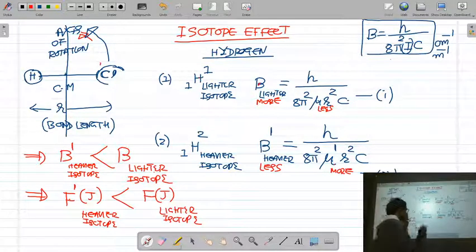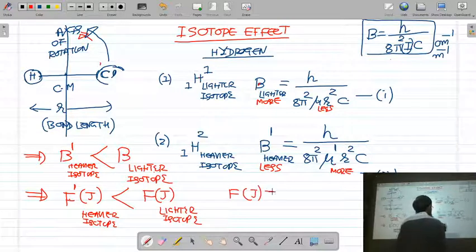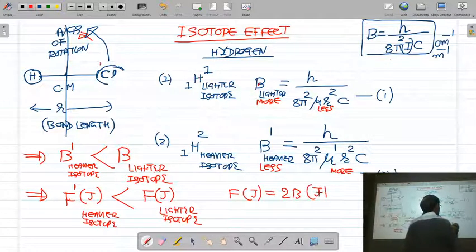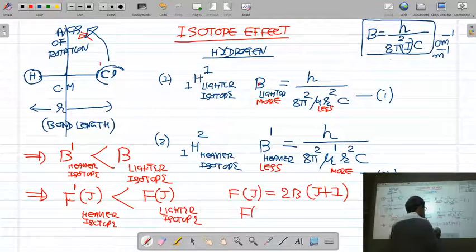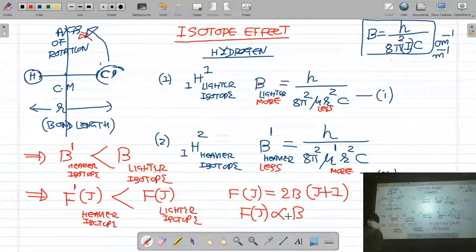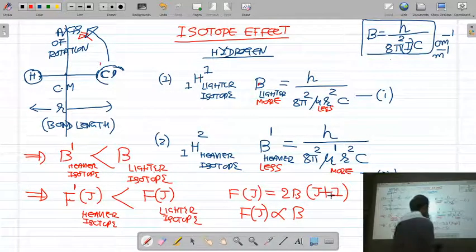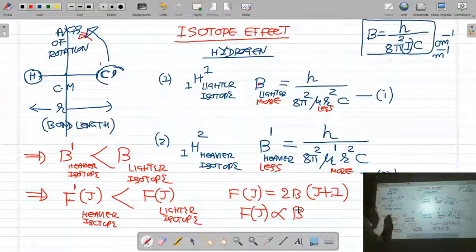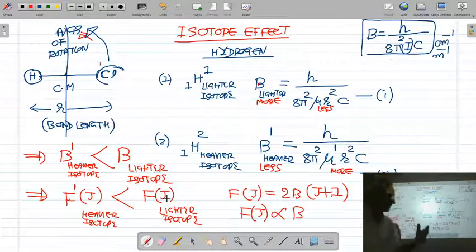Why? Because you know the equation of FJ. FJ is nothing but 2B(J plus 1). So FJ is directly proportional to B. You know the equation of rotational term value FJ, it is 2B(J plus 1). So the rotational term value FJ is directly proportional to the rotational constant B. So for the heavier isotope, the rotational constant B dash is less, so the rotational term value of the heavier isotope will be less. For the lighter isotope, B is more, so the rotational term value or rotational wave number will be more for the lighter isotope.